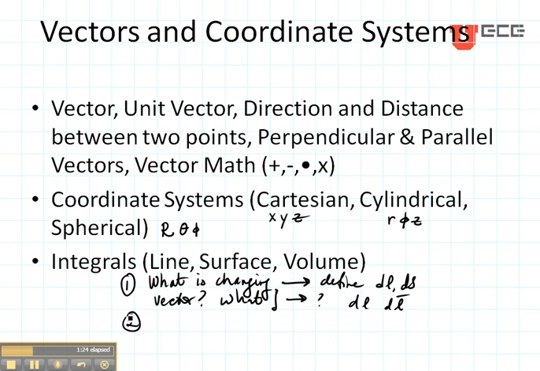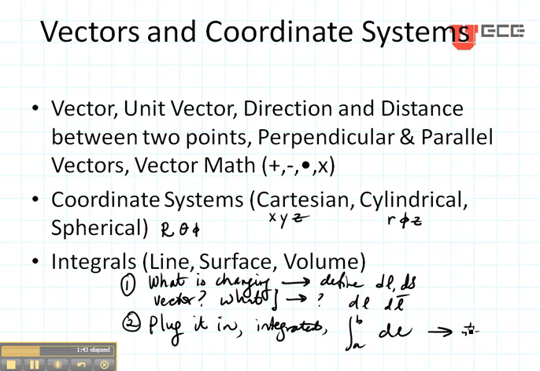The next thing that we did was we plugged it in, and then we integrated. It was a definite integral here, so we substituted the limits into that integral, and we got our answer. So those are the important things that you've learned in today's lecture.